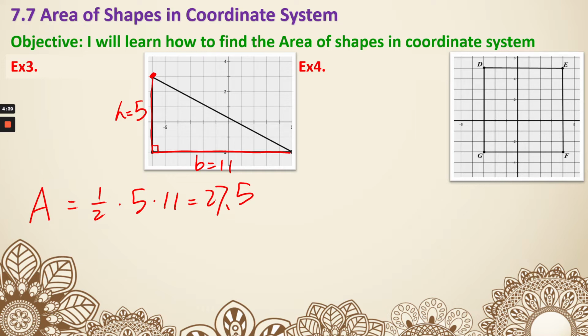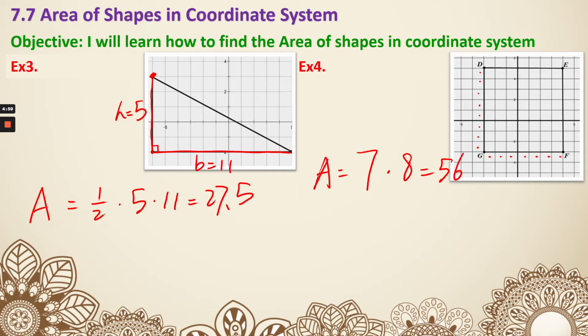Example 4, we don't have a triangle anymore. We actually have a rectangle. So 1, 2, 3, 4, 5, 6, 7. One side is a 7. And the other side is 1, 2, 3, 4, 5, 6, 7, 8. So the area is 7 times 8. There's no 1/2. This is not a triangle. So it's going to be 56.